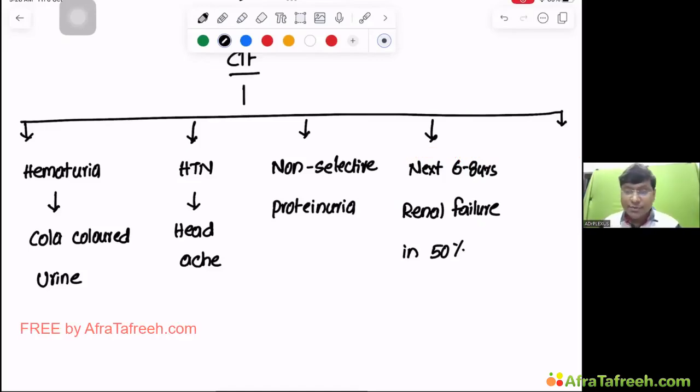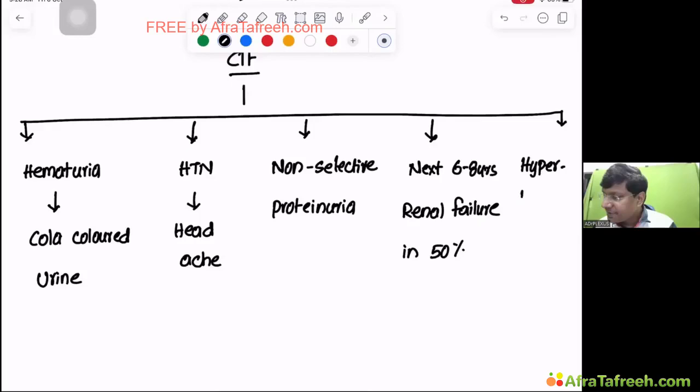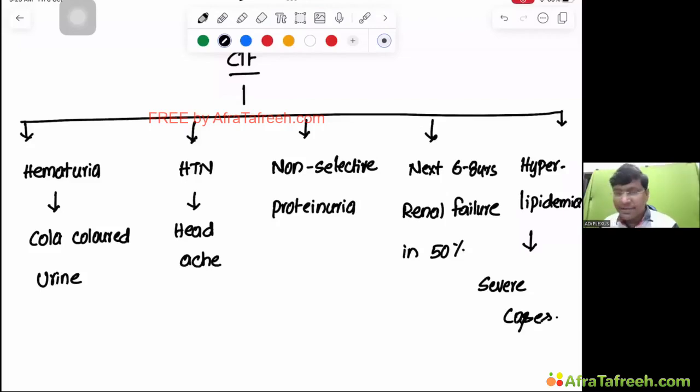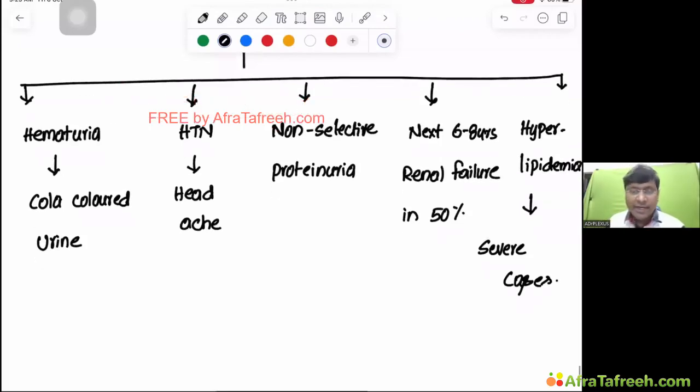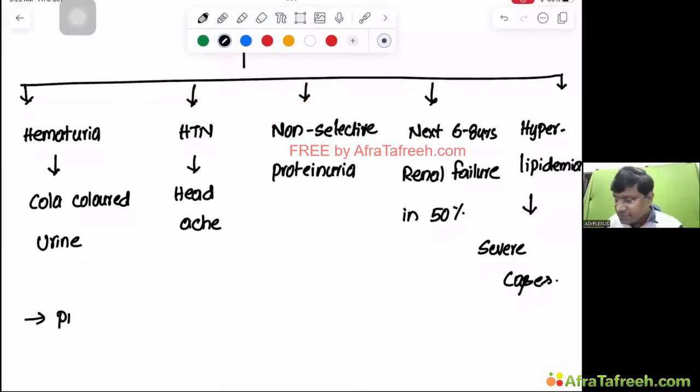Then I told you, in all the forms of nephrotic syndrome, you'll have dyslipidemia. Even these patients will have hyperlipidemia, in severe cases. And how will be the prognosis in this individual? The prognosis is completely variable. But how was the prognosis in minimal change disease? The prognosis in minimal change disease is good.